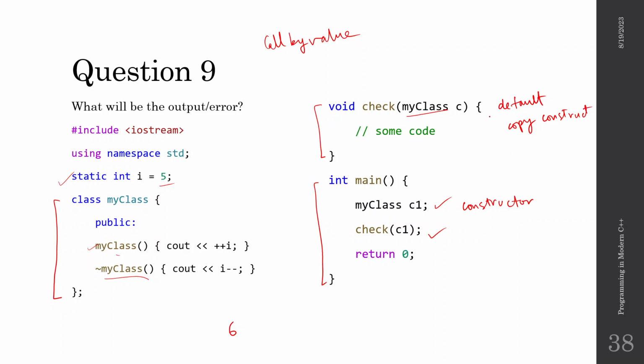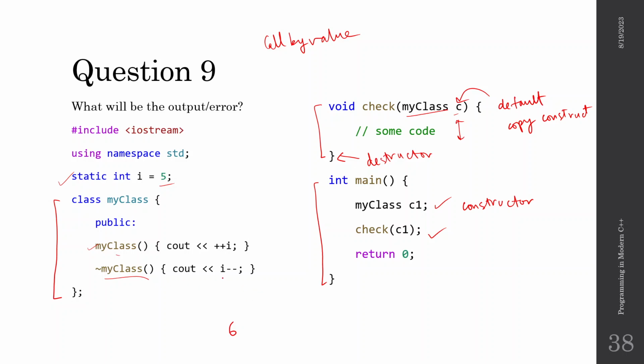So the default copy constructor will be called in this line. Okay, but it will do nothing because the default constructor does nothing. Okay, now this code will run here, and when the code finishes, at this point the c variable will be deleted. So at this point the destructor will be called.